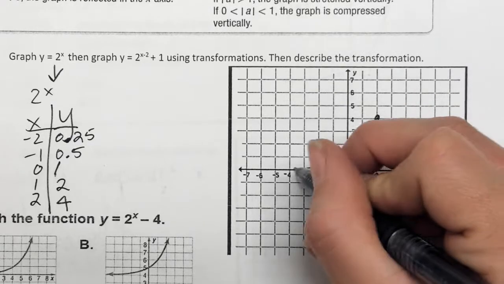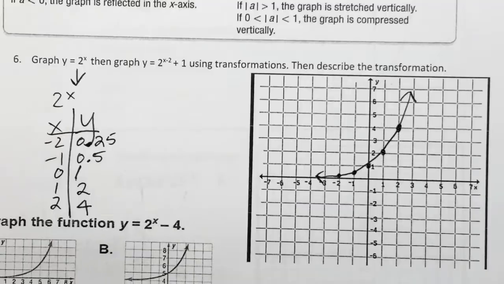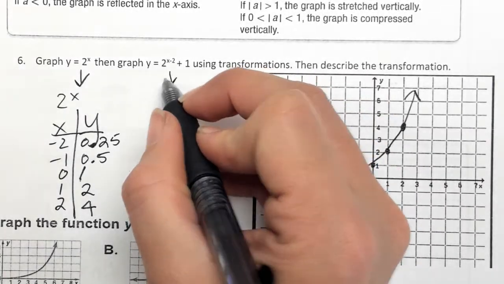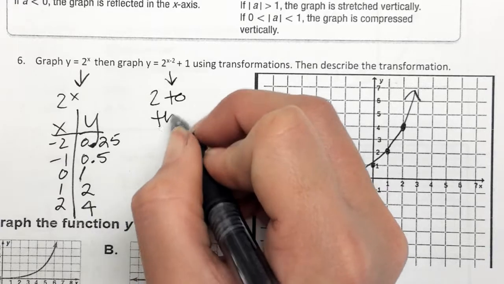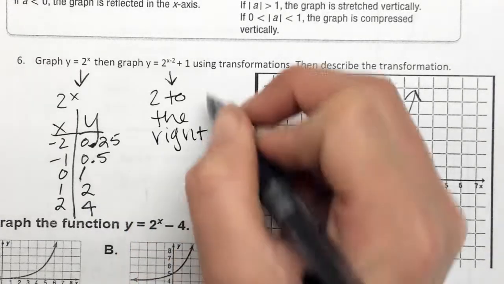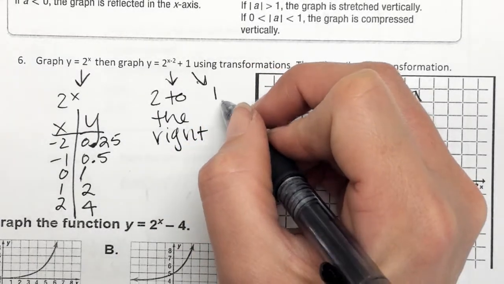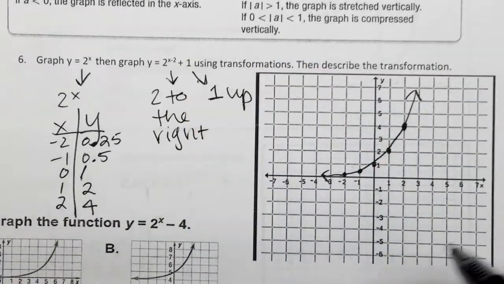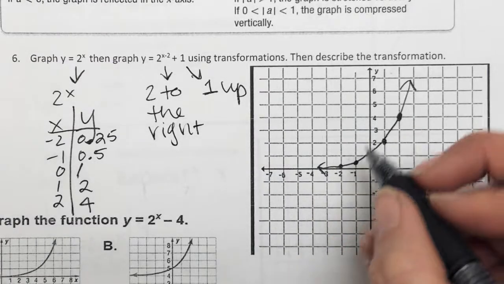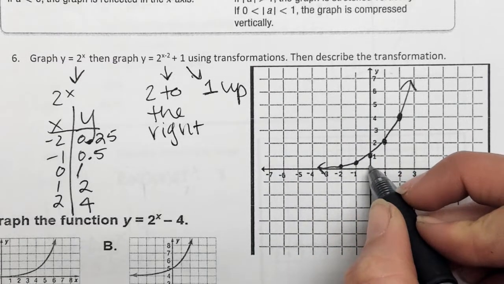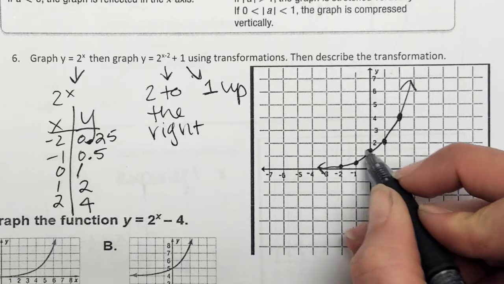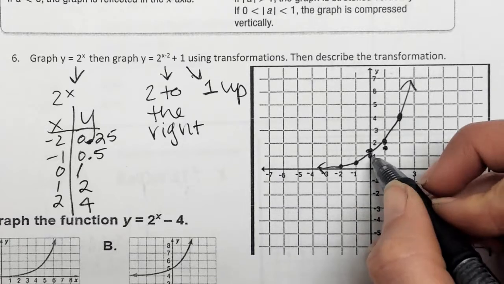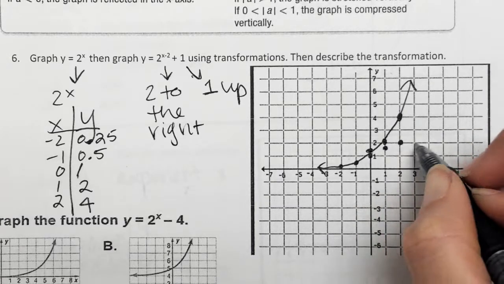And now we're going to graph this other one, not by making a table, but just by using translations. Okay, so this 2 is going to move it left to right. To the right, very good. The 1 is going to move it what? The 1 is going to move it up. So just take each point that you just drew and move it 2 to the right, 1, 2, and then 1 up. And draw another dot. This one, move it 2 to the right, 1 up. This one, move it 2 to the right, 1 up, all of the dots.